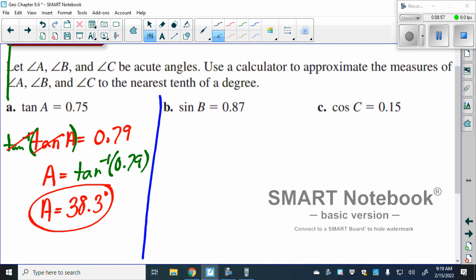So for the second one here, we have sine of B is equal to 0.87. So what are we going to do? We're going to apply sine inverse to both sides.